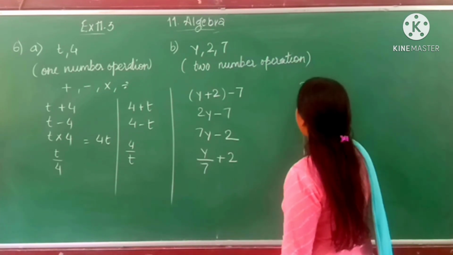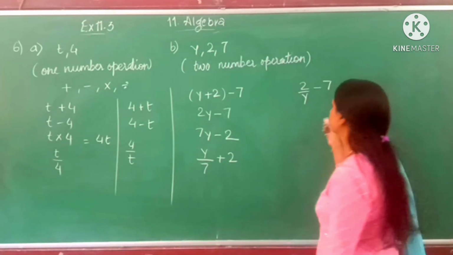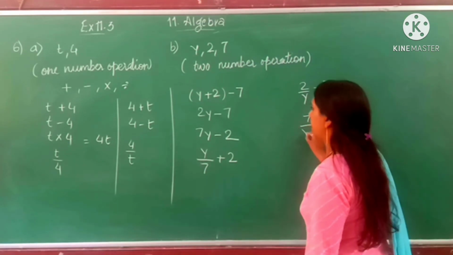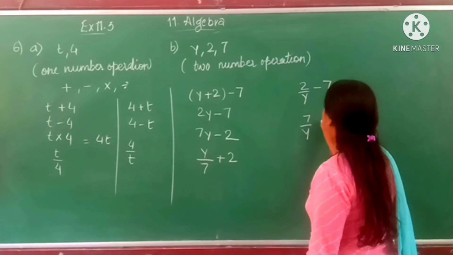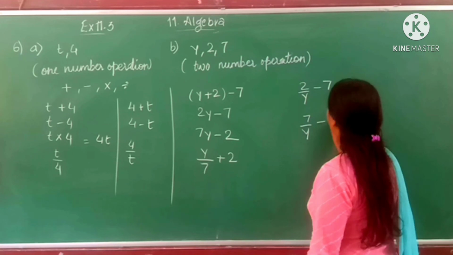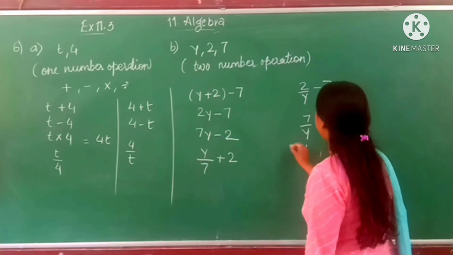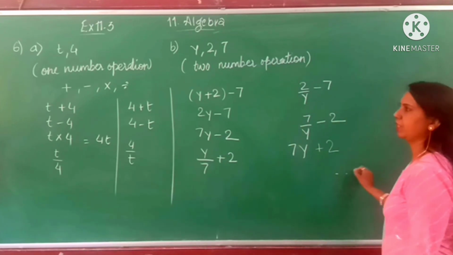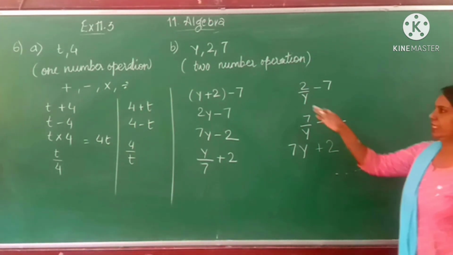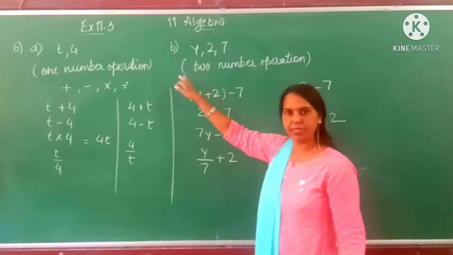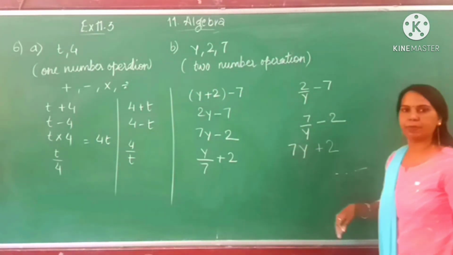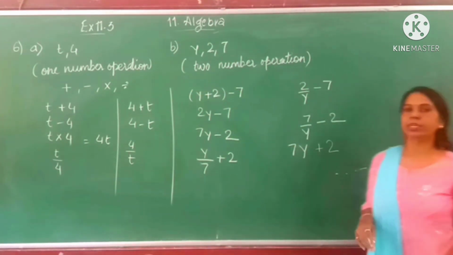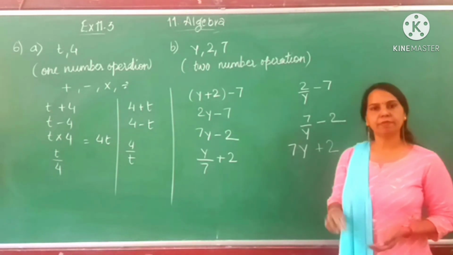Next, you can write it as 2 divided by y minus 7, that is also true. 7 divided by y minus 2. 7y plus 2. Okay, and so on. You can write so many examples by using these two numbers and y variable, and you can have two number operation also. Okay, so here children, we are over with the exercise 11.3.